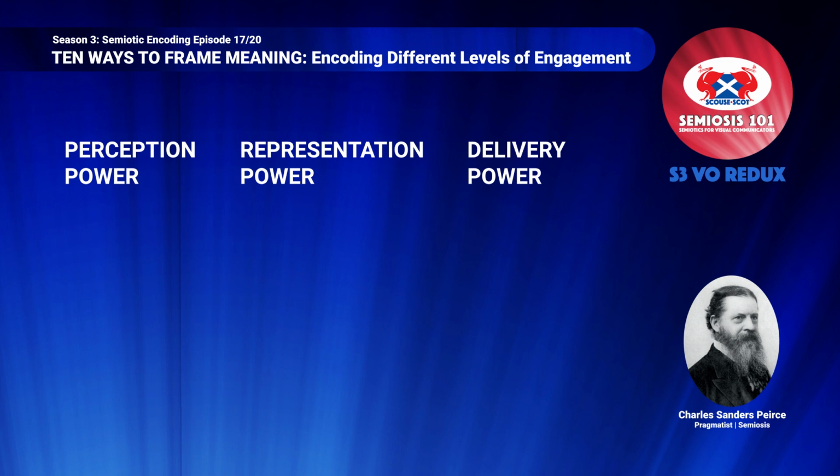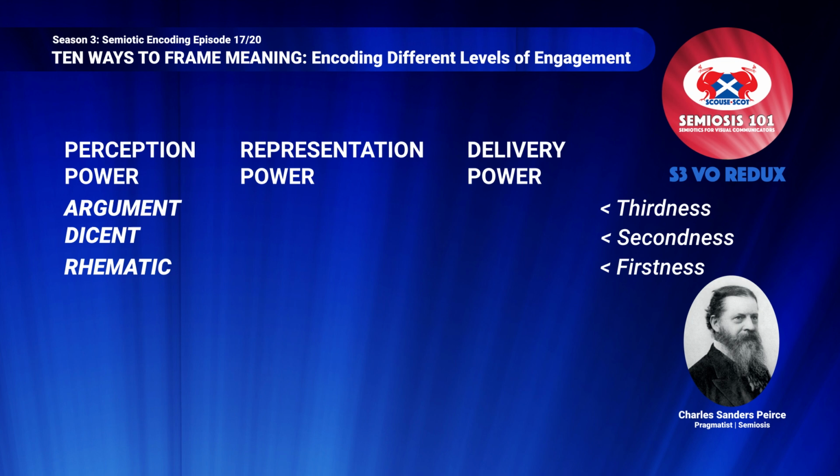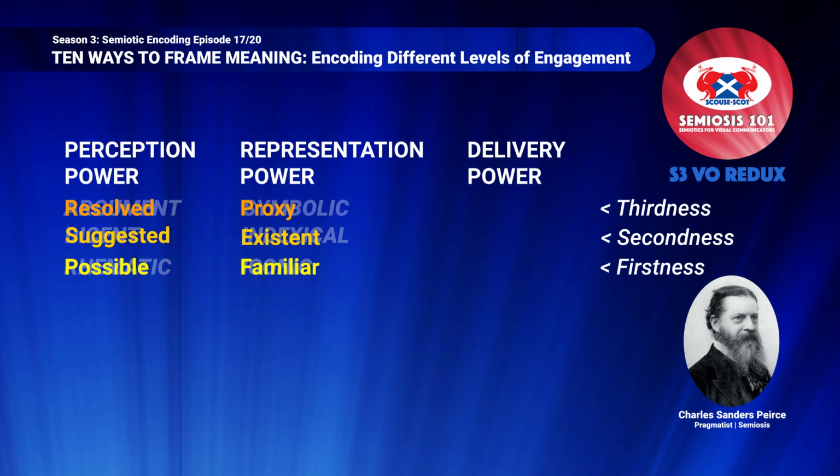Perception of communication power: rhematic, dissent, argument. Possible, suggested, resolved. Representation power: iconic, indexical, symbolic. Familiar, existent, proxy. Delivery power: qualisign, sinsign, legisign. Instant, mediated, agreed. As I caveated last episode, my designer-centric terms are still evolving as analogues to Peirce's.